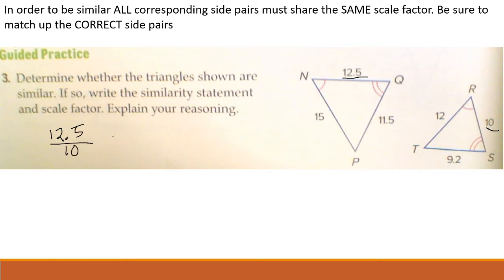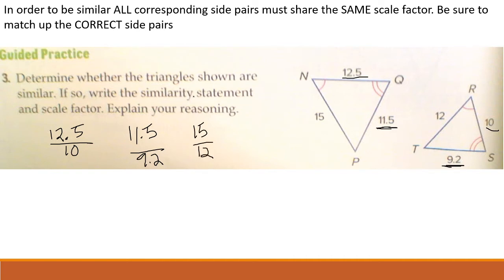Now, if they're similar, this fraction should come out with the same decimal or reduced fraction as all the other corresponding sides. So, for example, 11.5 is between the double arc and the non-arc, so that corresponds to 9.2. I did 12.5 over 10, so now I'm going to do 11.5 over 9.2. I have to be consistent in how I construct my fraction. It has to be a consistent setup. And then lastly, this 15 is between the single arc and the non-arc, so that'd be 15 over 12.